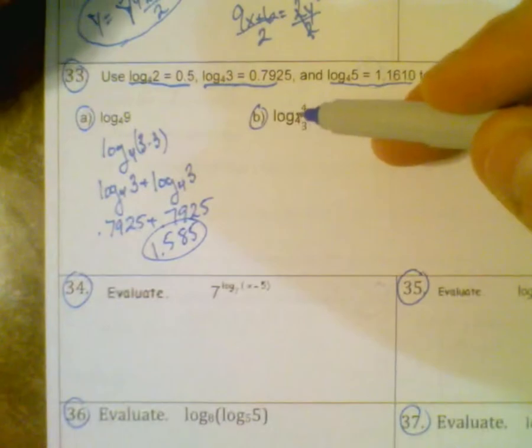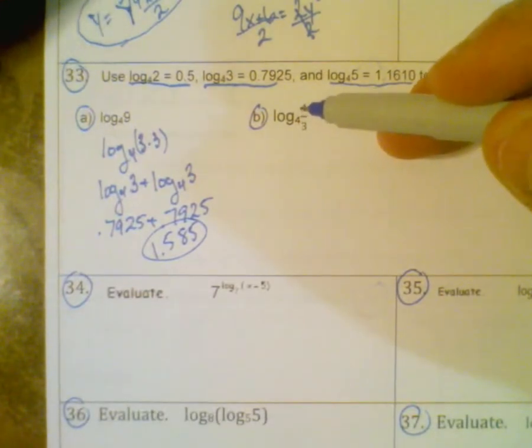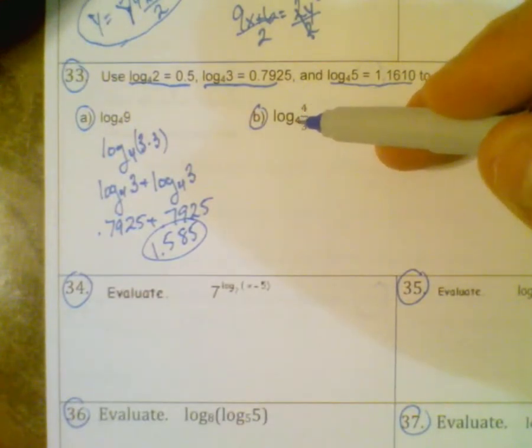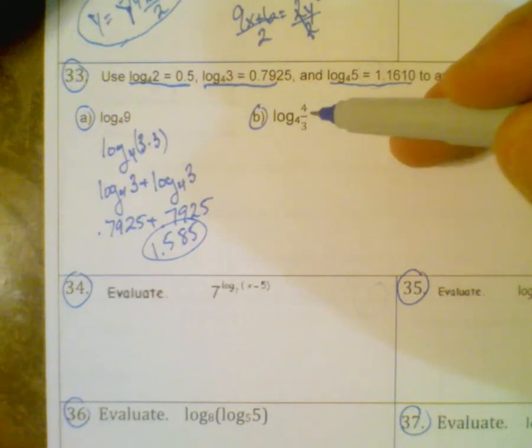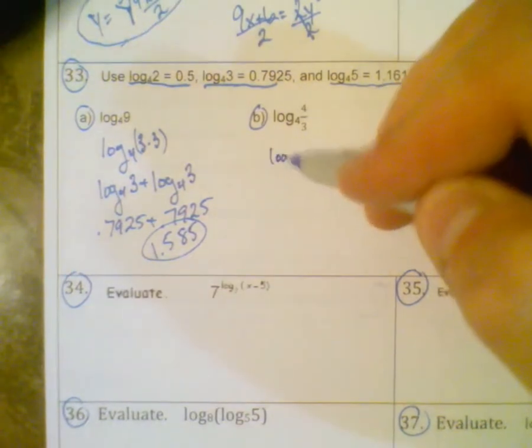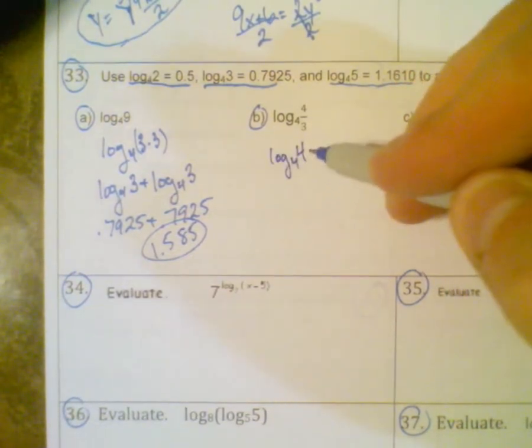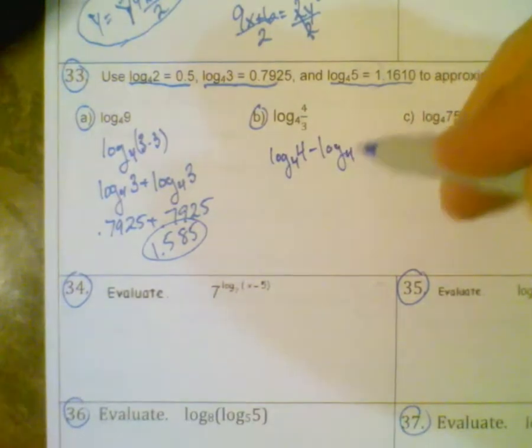Second one, so use the numbers above. Log base 4 of 4/3. Let's split it up first. How can we split up a division inside of a log? That is subtraction. Log base 4 of 4 minus log base 4 of 3.